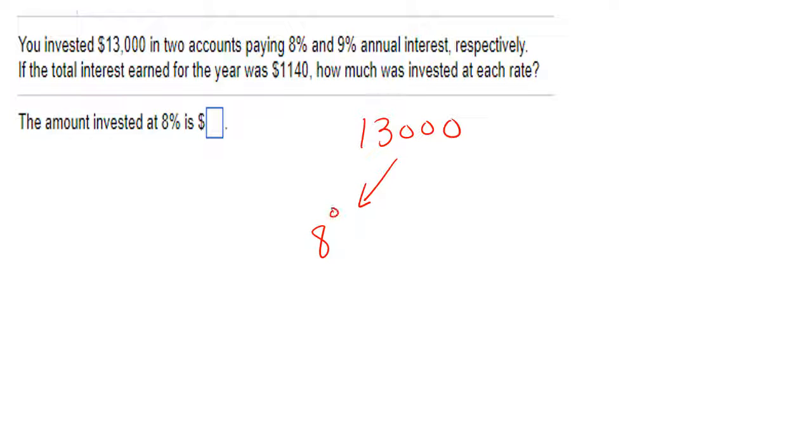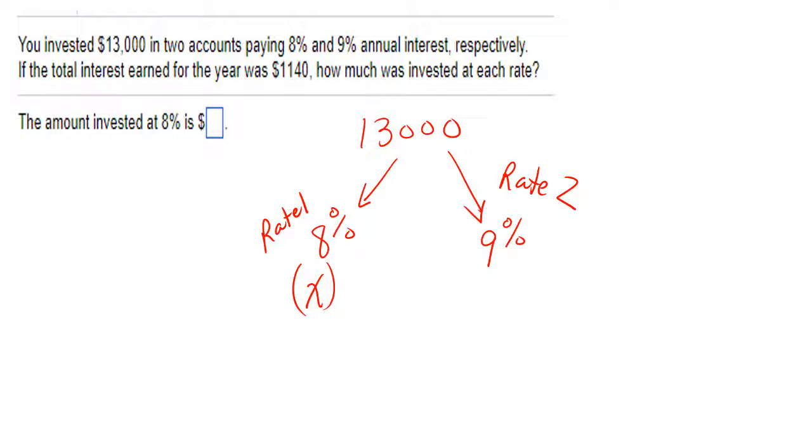The first amount will be at 8% annual interest. The second amount will be at 9% annual interest. So we could call this rate 1 and rate 2. What you will do is let rate 1 be the amount of X. Rate 2 will be the amount of 13,000 minus X. Because if you knew what was going into the first bank, you could quickly subtract in your head 13,000 minus that amount to get the second amount.